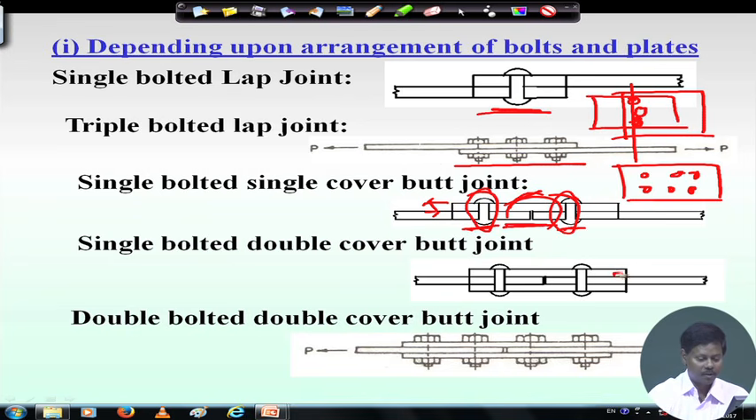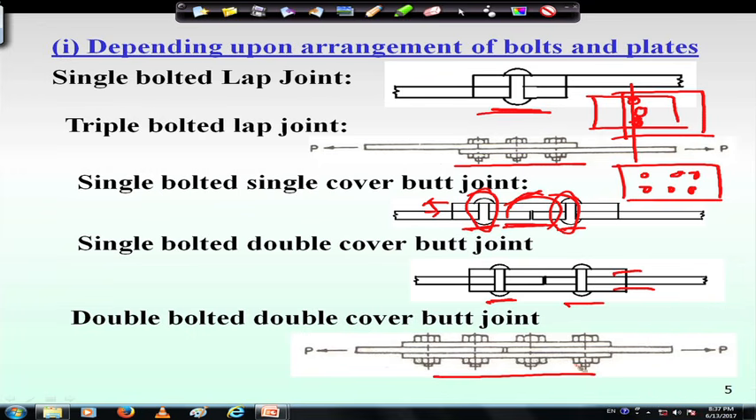And if we have 2 covers, on top and bottom, then this is called single bolted double cover butt joint, because there is one bolt in each plate. Similarly, here we can say double bolted double cover butt joint, because we have 2 covers, and in each plate, this is one plate, this is another plate, 2 bolts are there, 2 lines of bolts are there. That is why it is called double bolted double cover butt joint.